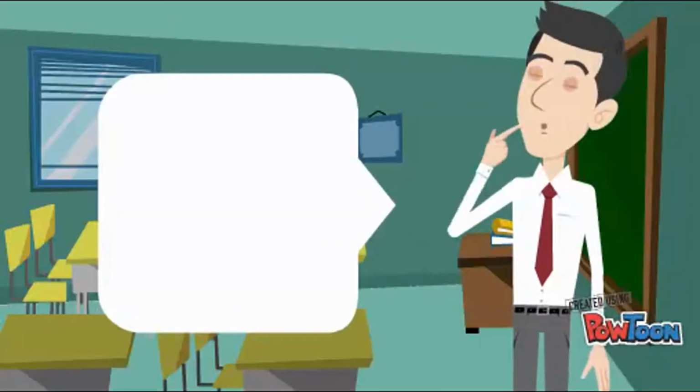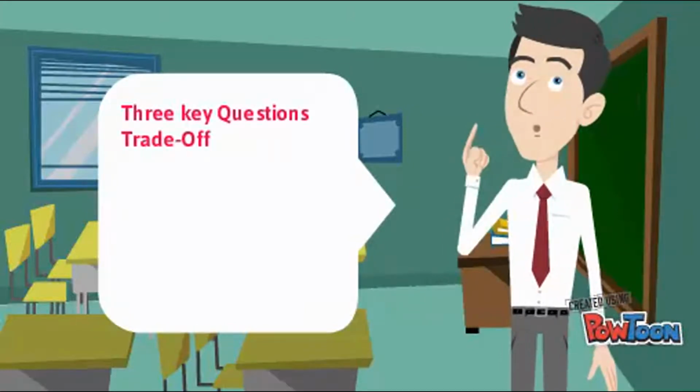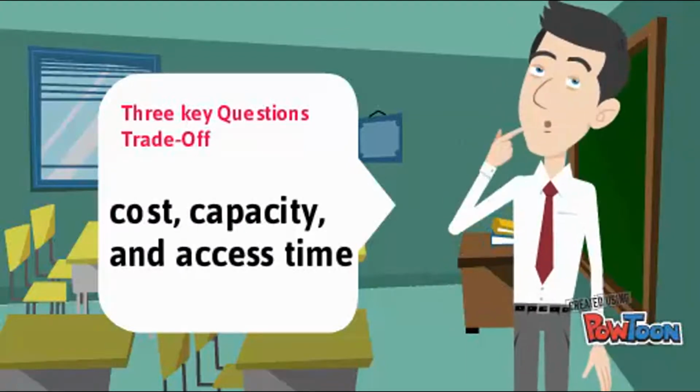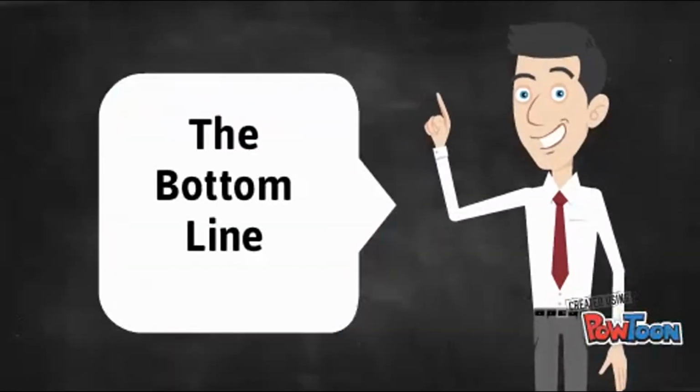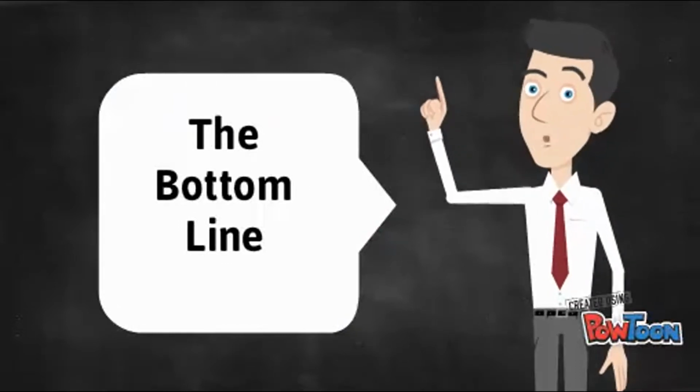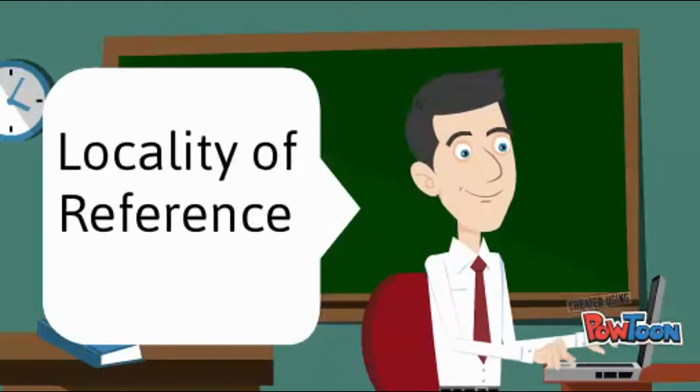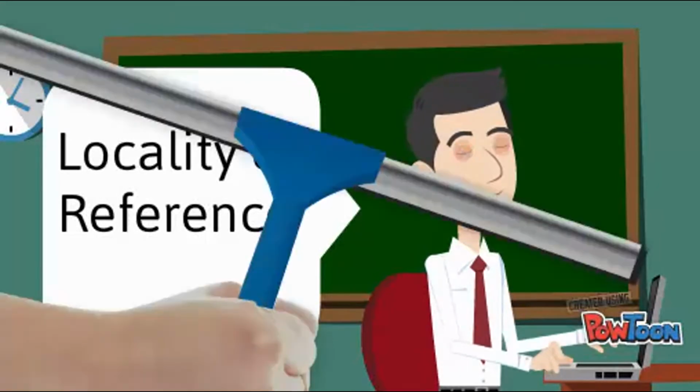Second lecture. Three key questions trade-off. There is a trade-off among the three key characteristics of memory: cost, capacity, and access time. Faster access time, greater cost per bit; greater capacity, smaller cost per bit; greater capacity, slower access time. The bottom line: as one goes down the hierarchy, the following occur: decreasing cost per bit, increasing capacity, increasing access time, and decreasing frequency of access of the memory by the processor. Locality of reference: during the course of the execution of a program, memory references tend to cluster, for example loops.